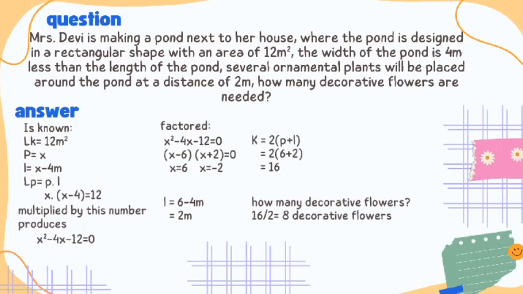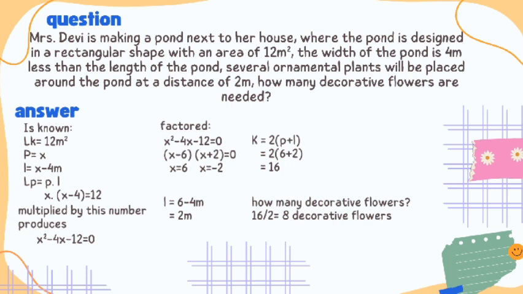Question: Mrs. Devi is making a pond next to her house. The pond is designed in a rectangular shape with an area of 12 square meters. The width of the pond is 4 meters less than the length of the pond. Several ornamental plants will be placed around the pond at a distance of 2 meters. How many decorative flowers are needed?